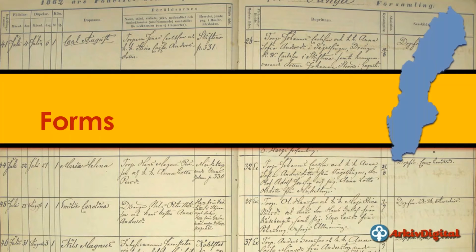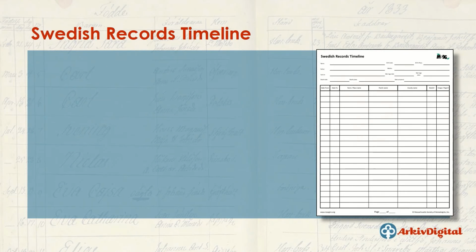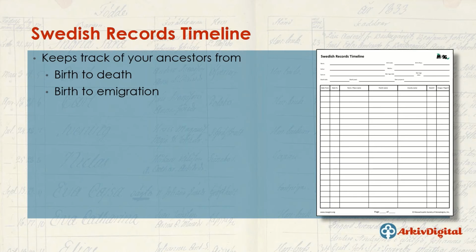Now, I designed some forms that helped me with my research, and you're all welcome to have them. I hope they're useful for you. I'll explain them a little bit. The first one is the Swedish records timeline. All it does is keep track of your ancestors from birth to death or from birth to emigration. You could also use it for any other types of records, but they're set up for the Swedish records.